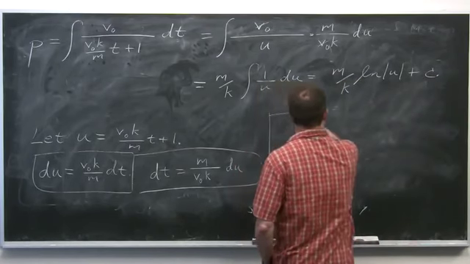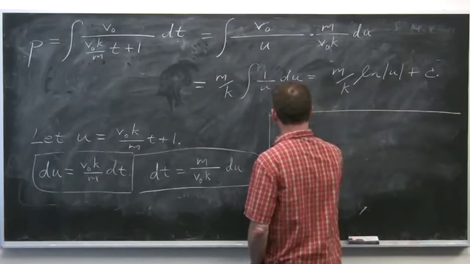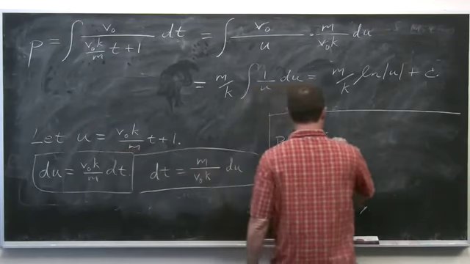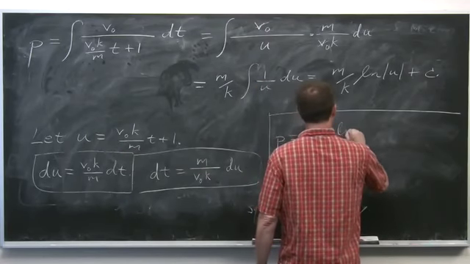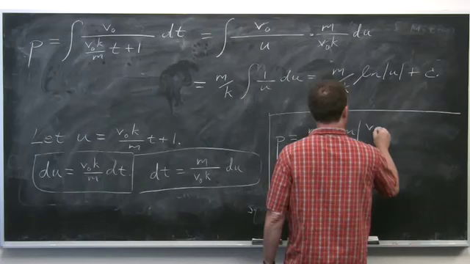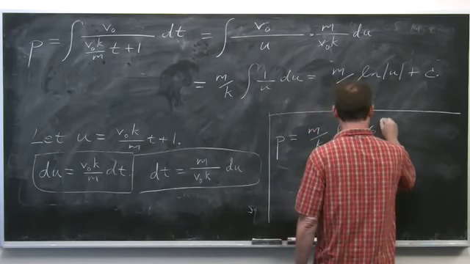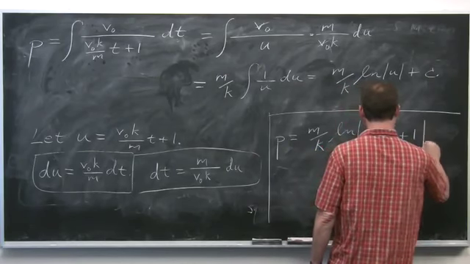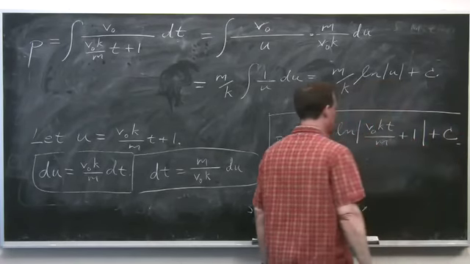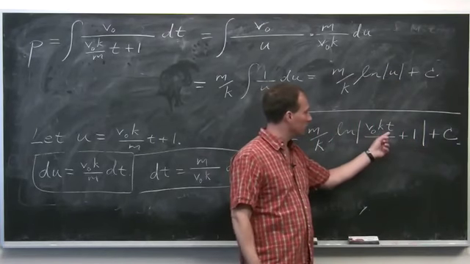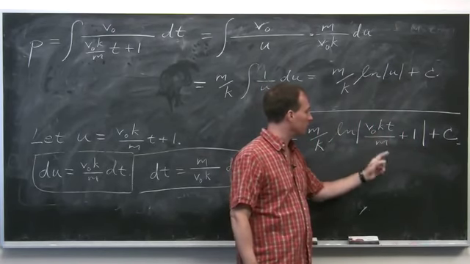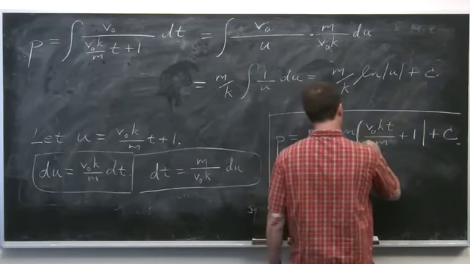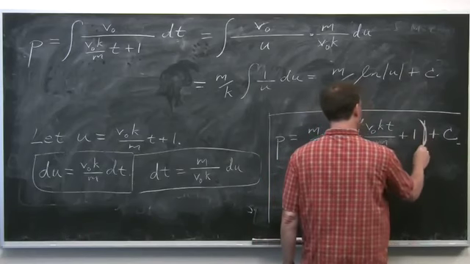And then you put back in what u is. So what are we getting? We're getting that p is m over k times the natural log of the absolute value of v naught k t over m plus 1, plus c. We don't actually need the absolute value signs. We're only doing this for positive times. V naught's positive, k is positive, m is positive. So we're taking absolute values of a positive number, so we don't need the absolute value signs.